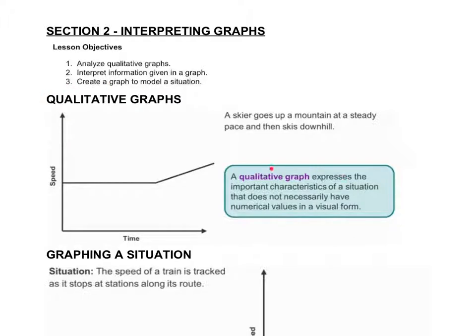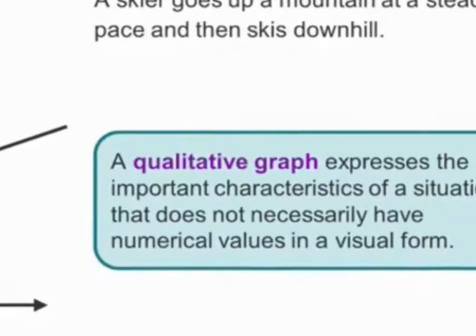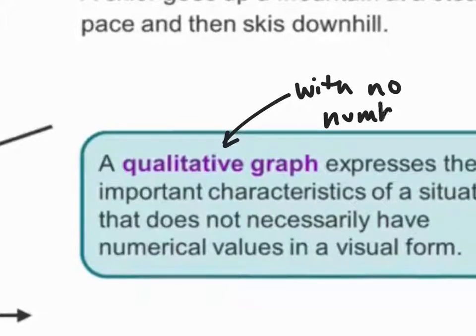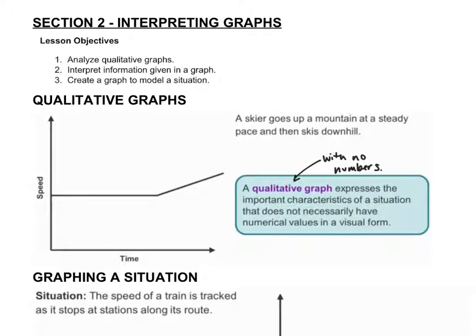So over here we have a definition. A qualitative graph expresses the important characteristics of a situation that does not necessarily have numerical values in a visual form. So qualitative means without numbers. Okay, so it's a graph that is with no numbers. And here's an example of a graph with no numbers.